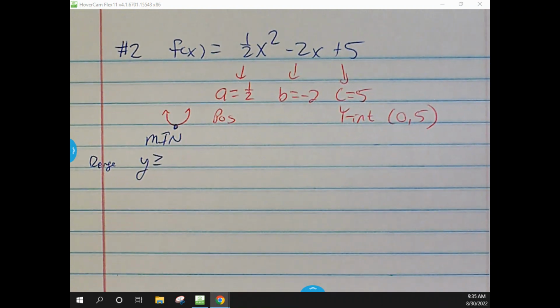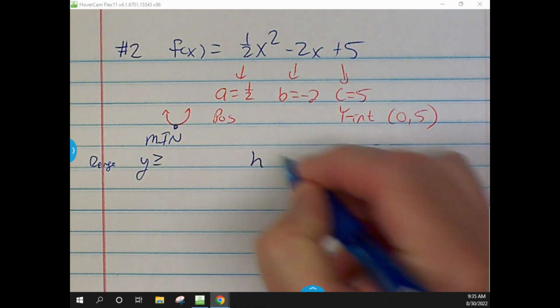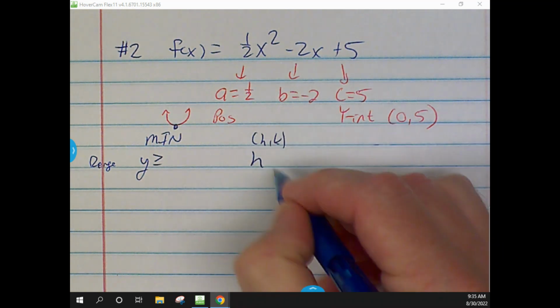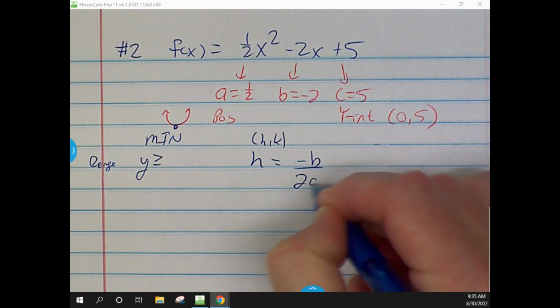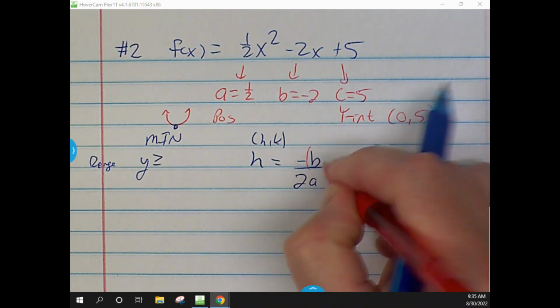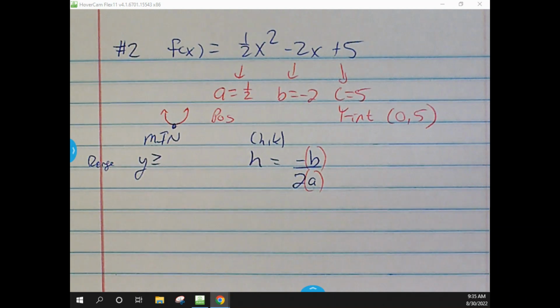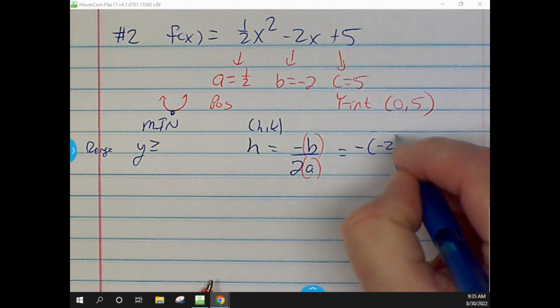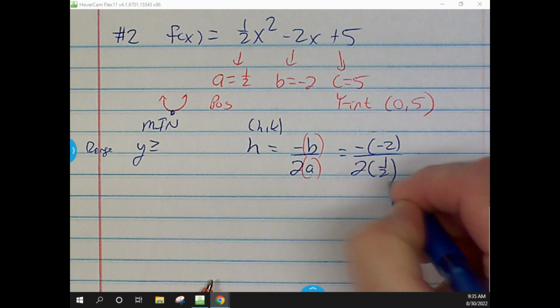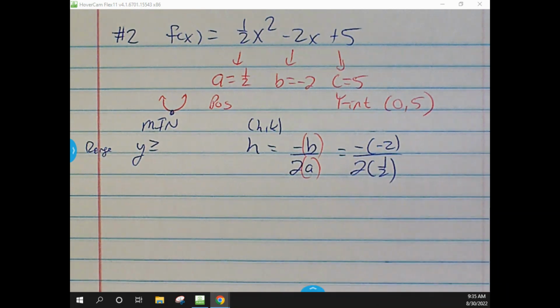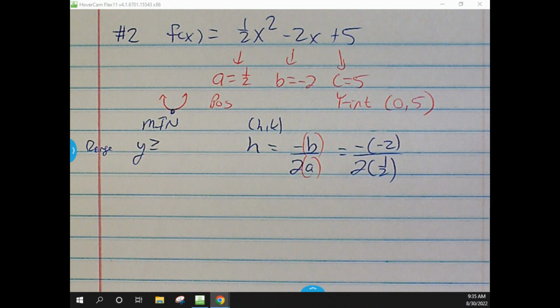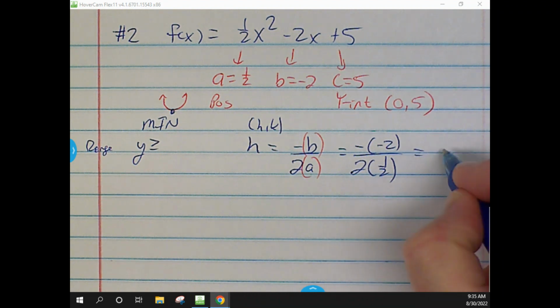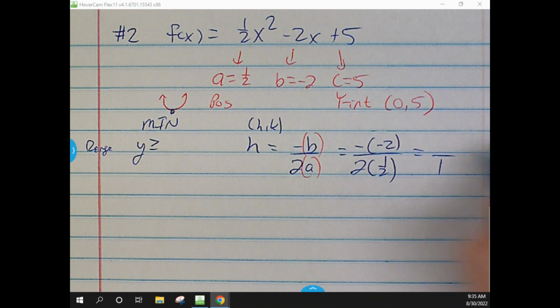Okay, so again, we've got to get the vertex first. To get the h value of the vertex, the h is negative b over 2a. And again, just to be on the safe side, when you plug in the a and b values for the h value of the vertex, put them in parentheses. So that is minus negative 2 over 2 times a half. The good news is, even though we've got this fraction, half of 2 is 1. Minus the negative means that's a positive 2, so that's 2 over 1. So that's 2.